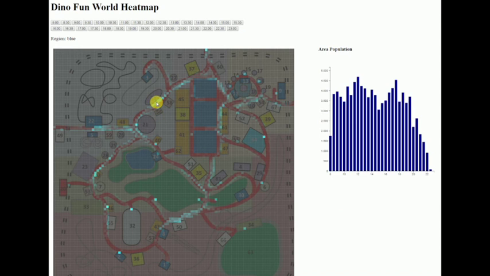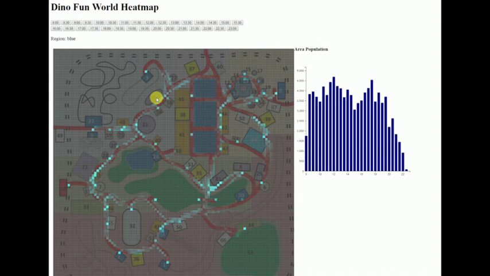On the left side is a heat map of the whole park. We divided the whole park into 10,000 squares based on the coordinates. The population of a square is encoded as color. The lighter the blue, the more population at that time. The whole graph gives a very intuitive view of the overall population distribution.